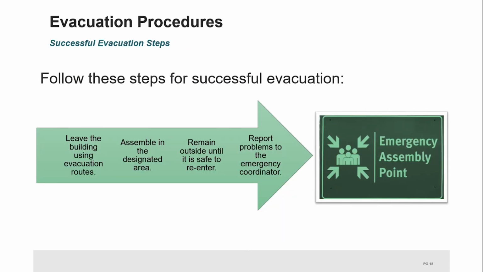Immediately after being notified of an emergency requiring evacuation, all occupants in the facility, including visitors, must leave the building using designated evacuation routes. Assemble in a designated area as detailed in the emergency action plan. Remain outside until the assigned competent authority announces that it's safe to re-enter. Report any problems to the emergency coordinator at the assembly area.